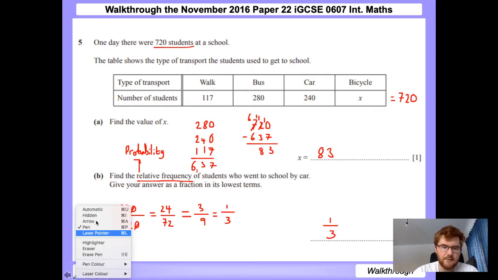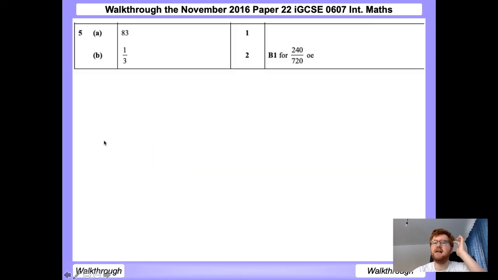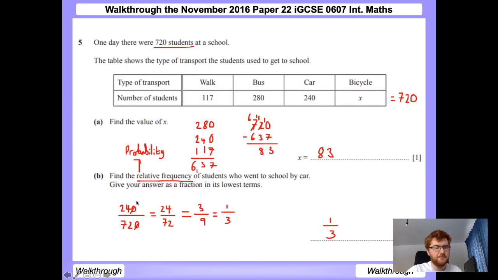Okay, look at the mark scheme for anything to add. Notice you get the method mark just for writing down the original fraction. Again, this is why you write your working, you write these key bits of information as you go through. Particularly important for paper 6, but also for paper 2 as well. Make sure you're picking up those method marks where you can.